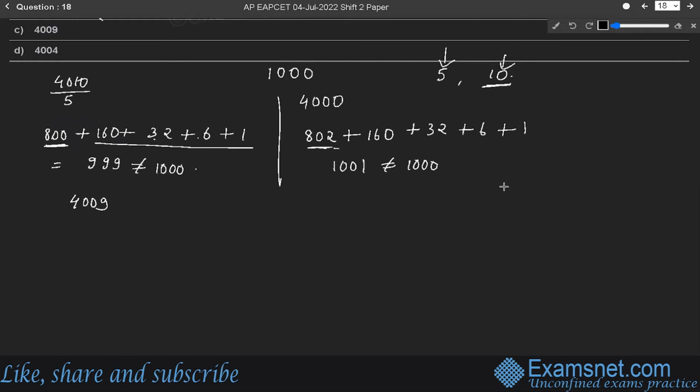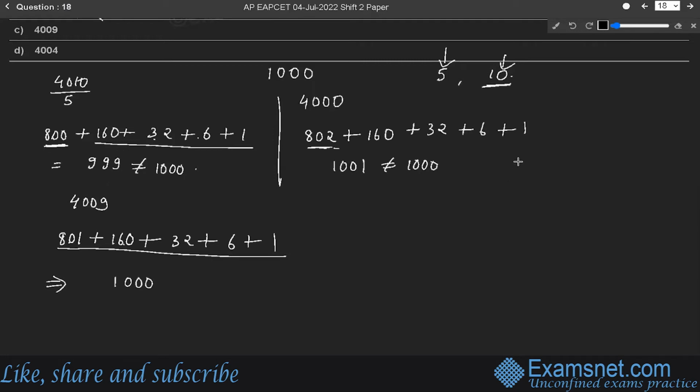So when 4009 is divided by 5, it gives 801. Then 801 divided by 5 gives 160. When 160 is divided by 5, it gives 32. When 32 is divided by 5, it gives 6. And when 6 is divided by 5, it gives 1. Now we have to add all these numbers like we did in all the steps. So on adding 801 plus 160 plus 32 plus 6 plus 1, we will get 1000.